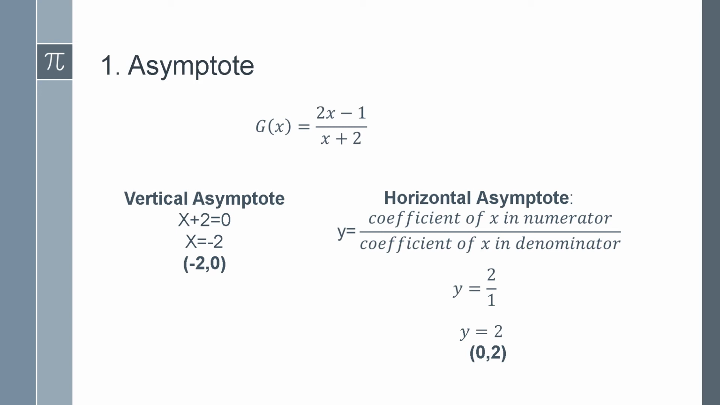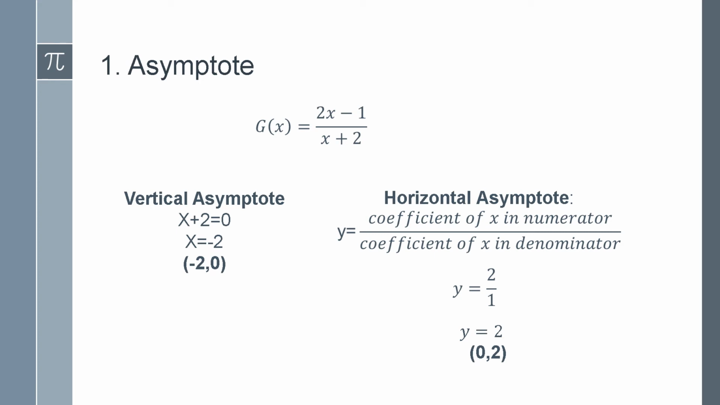Okay, unahin natin yung vertical asymptote. Again, yung concern natin sa vertical asymptote is the denominator of the rational expression. Ano yung denominator natin dito? x + 2. And then, i-equate natin siya sa 0. Transpose 2 to the right side of the equation. The value of x is -2. And then, kapag naka-coordinates na siya, it will become (-2, 0).